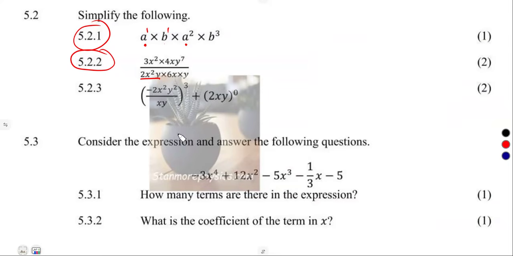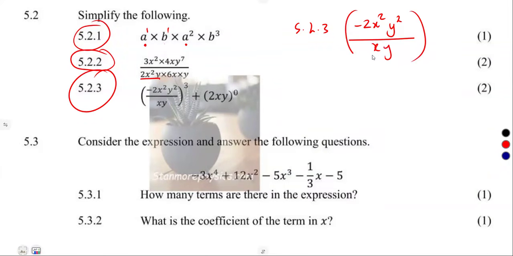All right, let us consider 5.2.3. All right, let's see what we have here. Negative 2x squared y squared, to the exponent of 3. All right, sorry, this is affected with the denominator as well, xy to the exponent of 3, like this, all right, plus 2xy to the exponent of 0. All right, so many ways that we can simplify this.